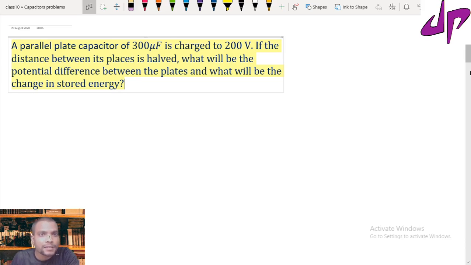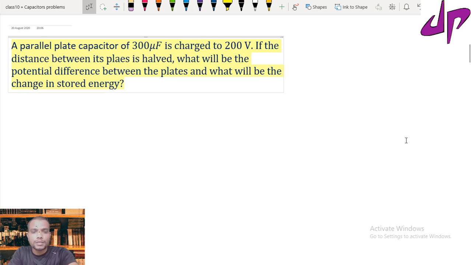A parallel plate capacitor of 300 microfarad is charged to 200 volt. If the distance between its plates is halved, what will be the potential difference between the plates and what will be the change in stored energy?